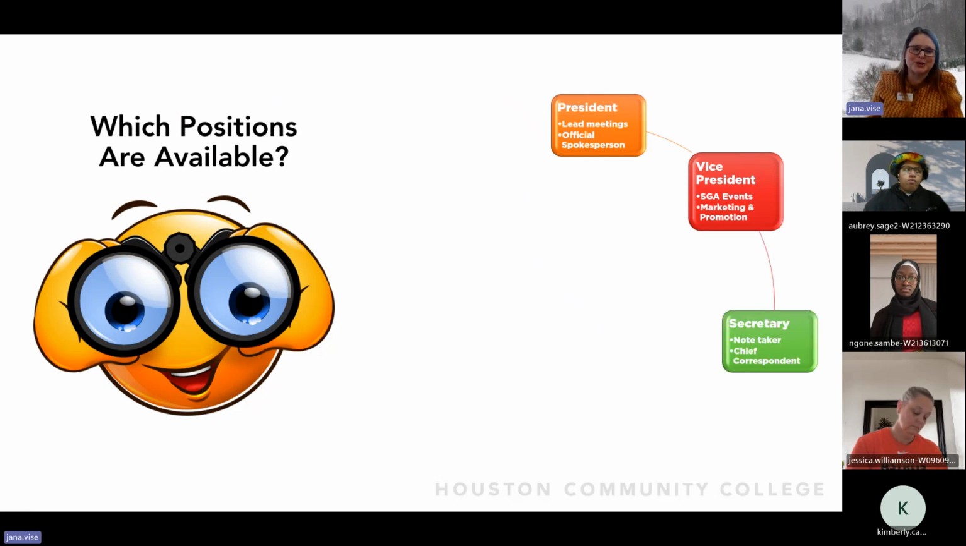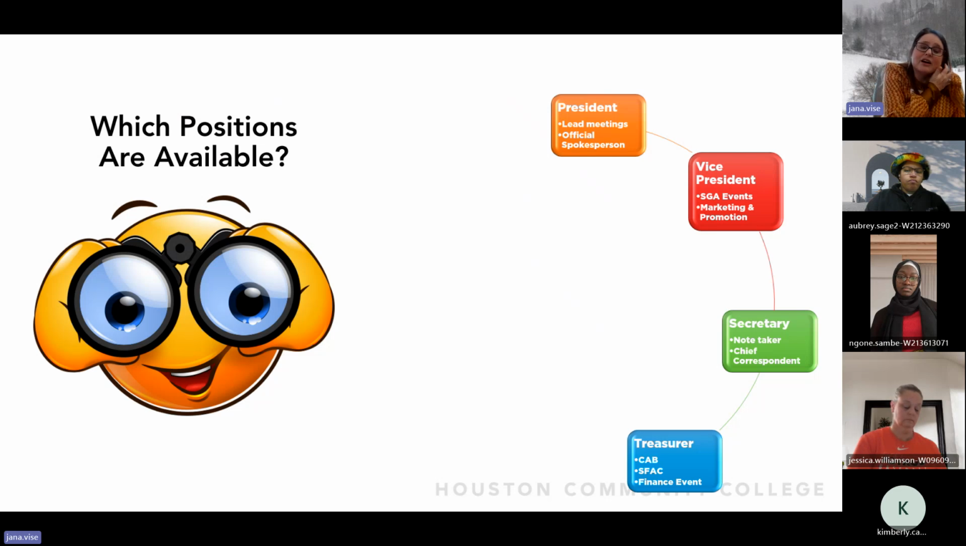Secretary, you're the note taker. You take minutes and send them out, and you're the chief correspondent for the organization. The treasurer is in charge of the money.